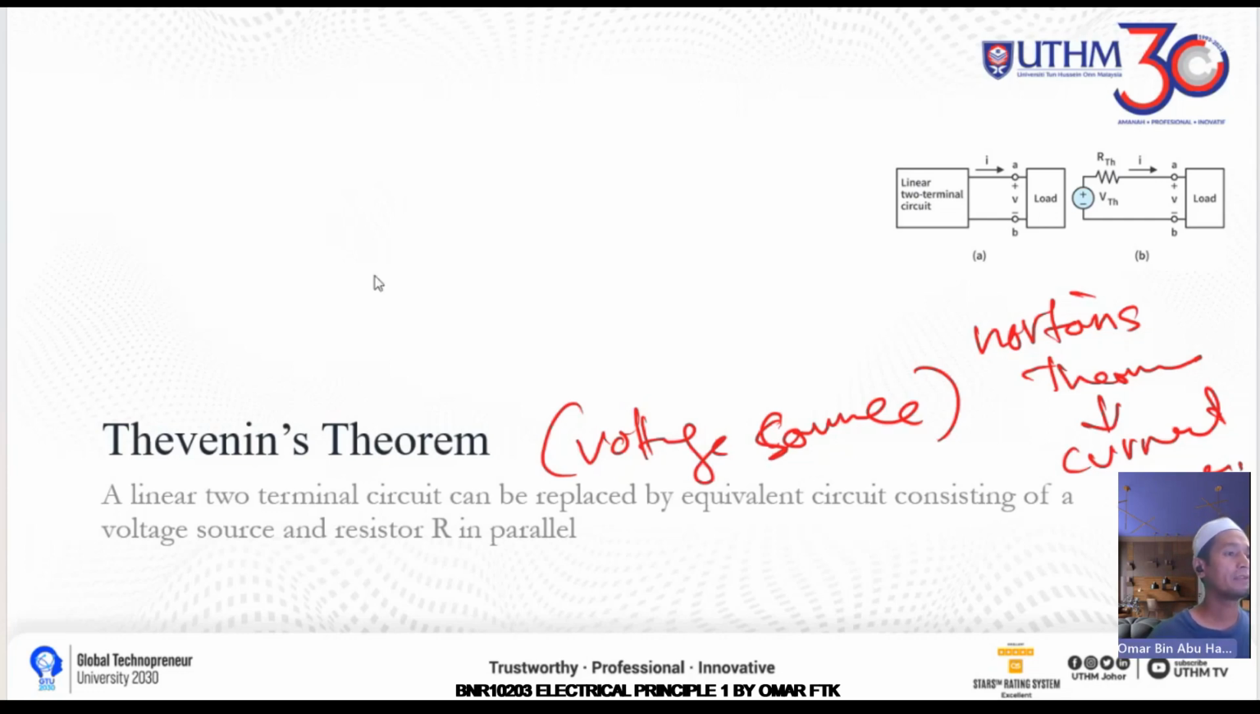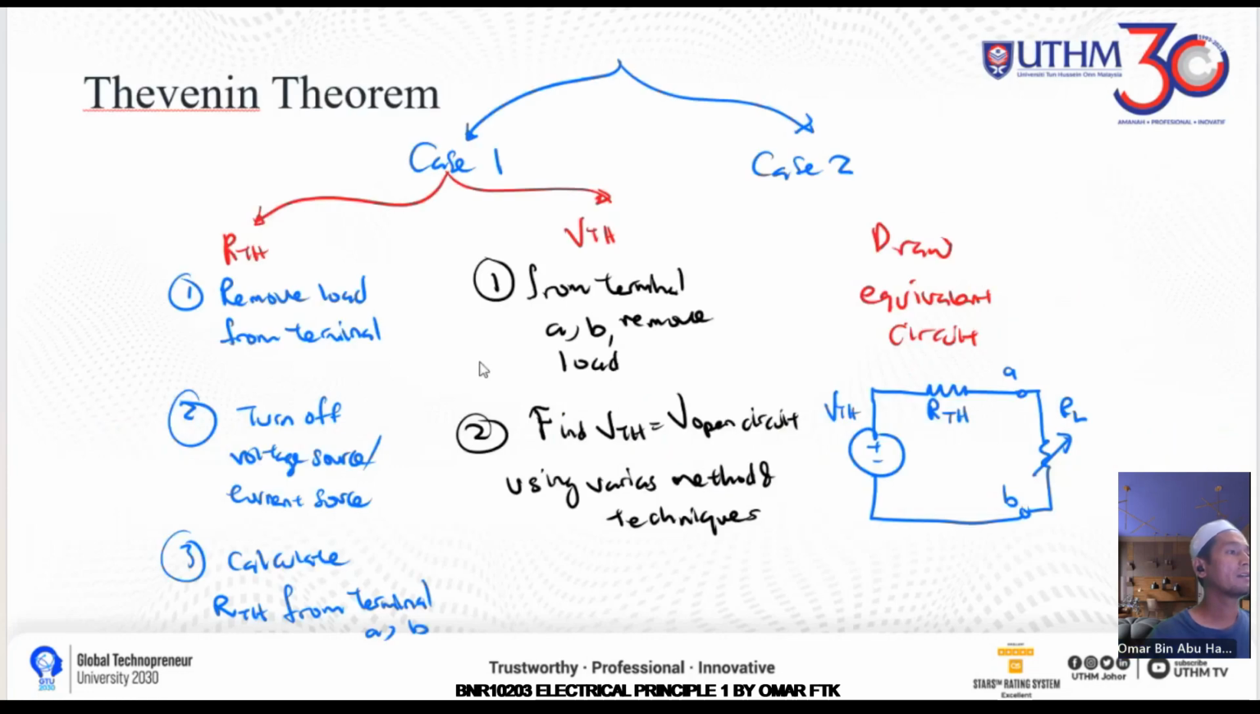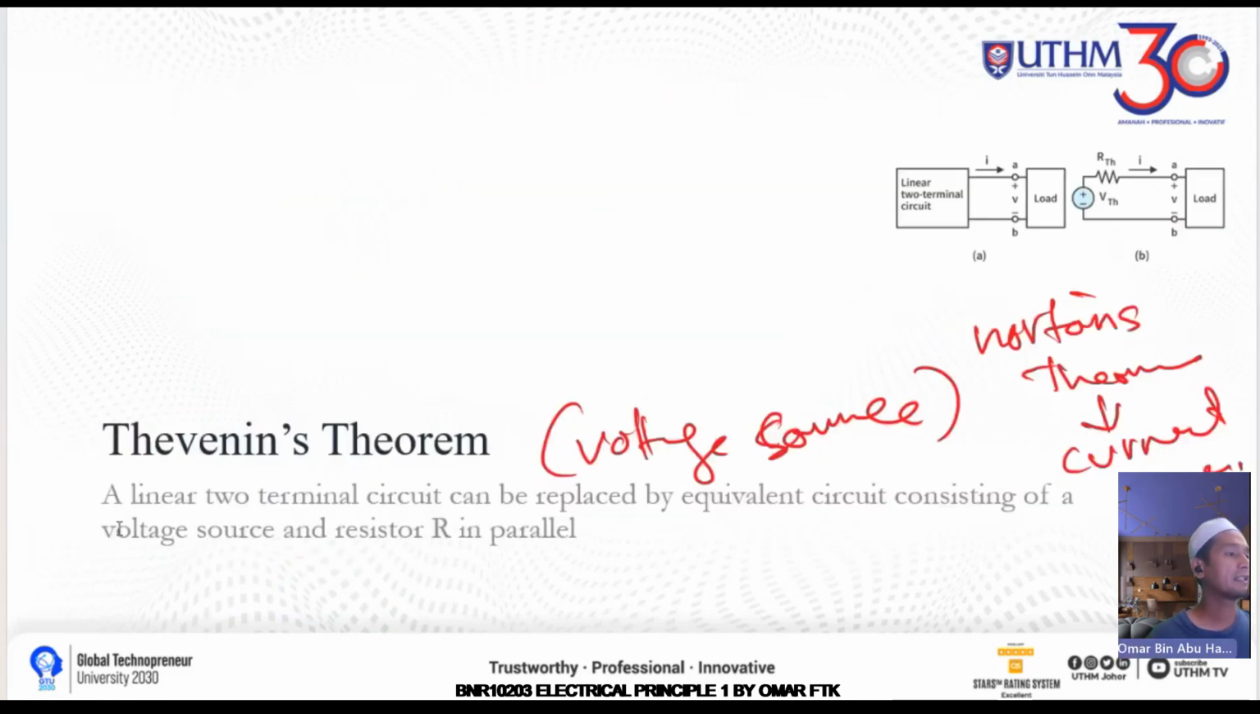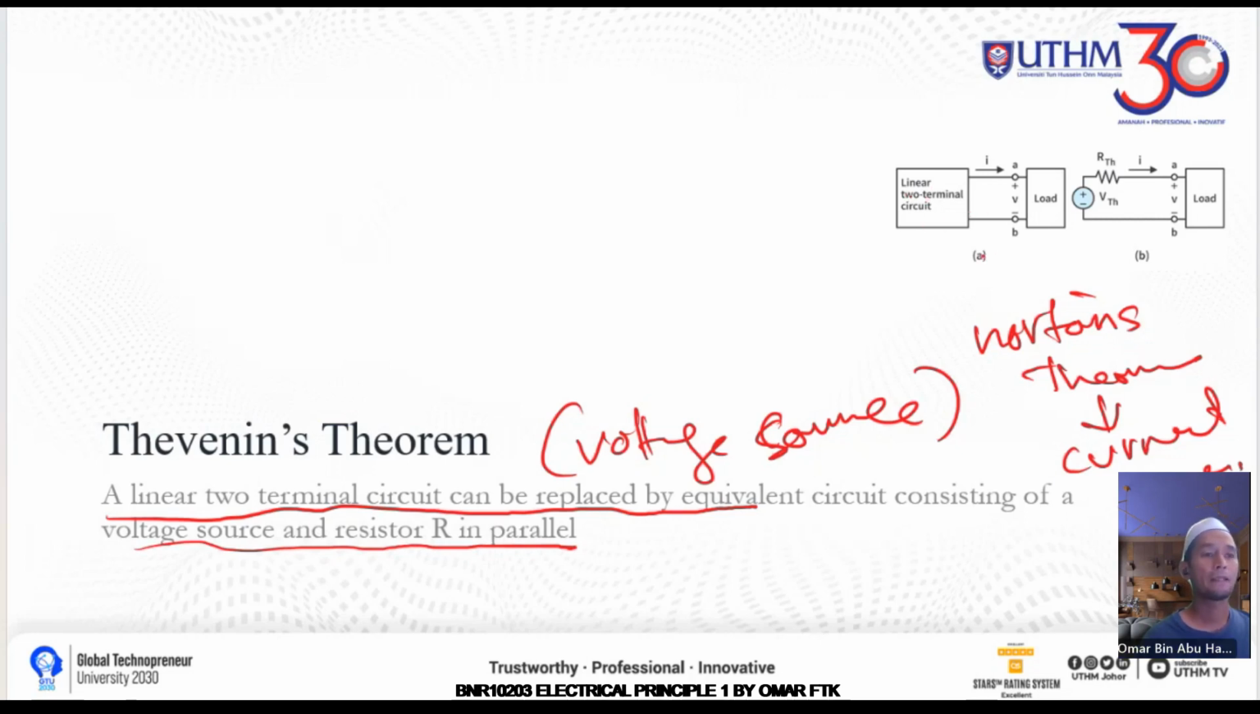Okay, so let's have a look into the Norton and Thevenin theorems. In the Thevenin theorem, we can say a linear two terminal circuit can be replaced by an equivalent circuit consisting of a voltage source and a resistor in series. So this is for the Thevenin theorem. Okay, so let's say if we have a linear two terminal circuit, then we can replace it with the Thevenin equivalent. That means we can simplify it. So this is the way we simplify the circuit.